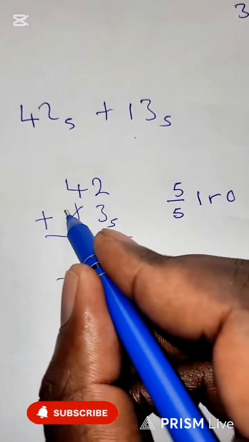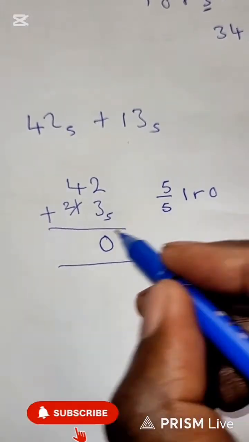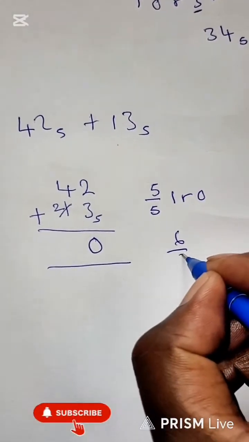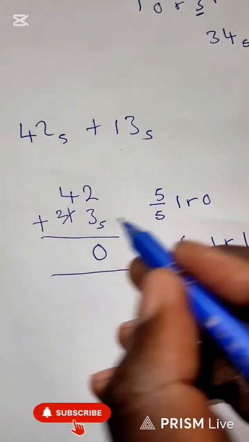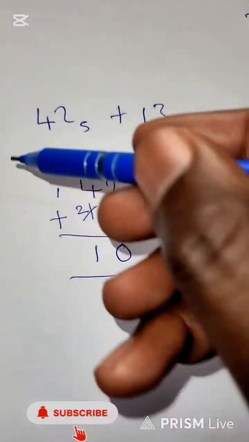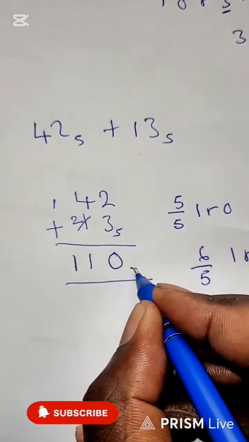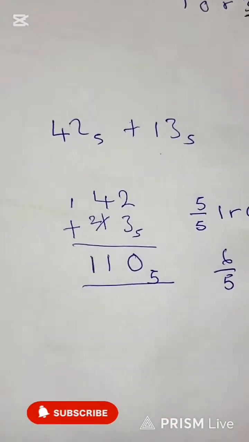Then I carry 1 below, so it now becomes 2. 4 plus 2, that's 6. So I cannot write 6 because 6 is above 5. So I'm going to divide 6 by the base. 5 into 6, that's 1, remainder 1. The remainder is the answer. I'm going to write 1. Then I carry 1 below here, so it's 1 plus 0, that's 1. Base 5. Are we together? So it's 110 base 5.